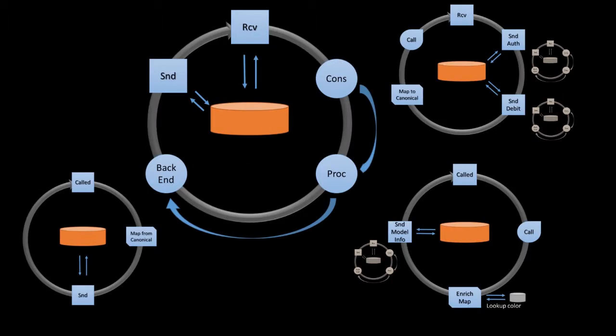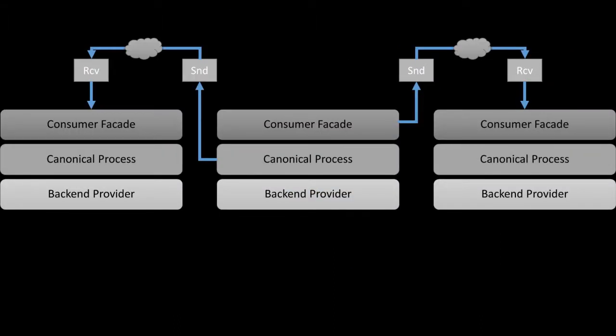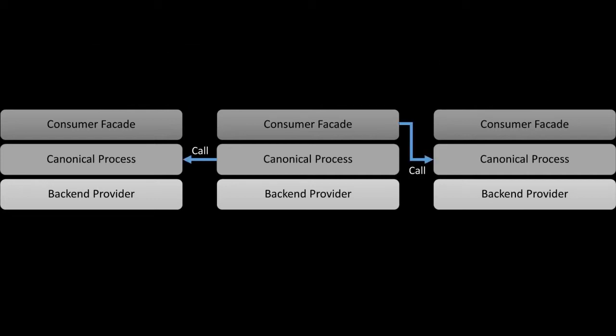So without damaging the architecture, without violating any of its core rules, instead of doing this, where you go outside of BizTalk through a send port, through the internet, or at least the local network, and into a receive port again to reach the new orchestration, you could do this. From a three-tier architecture standpoint, where you have a consumer facade, a canonical processing layer, and a backend provider, there's nothing wrong with doing this, right? Reusing on the level of the canonical messages.